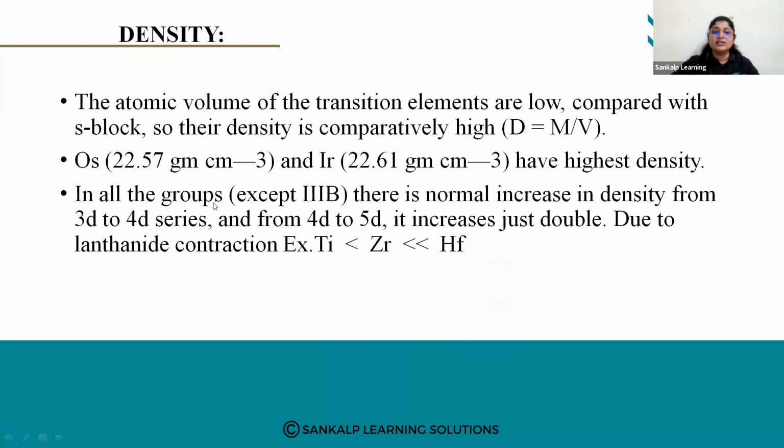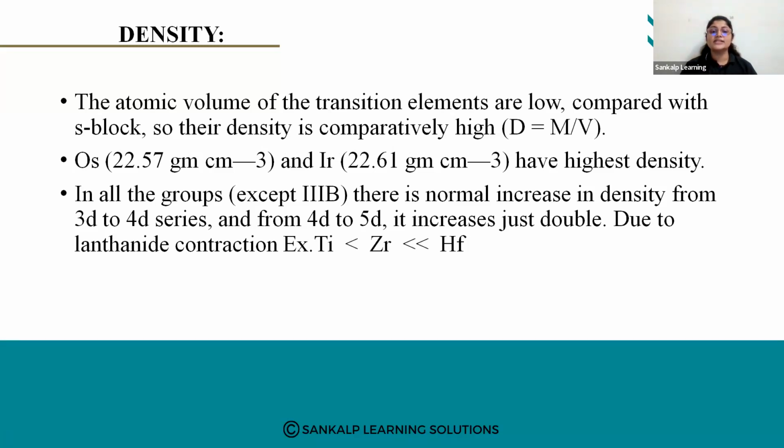Next is density. The atomic volume of the transition elements is low compared with the s block, so their density is comparatively high. Why? Because mass is higher, and if mass is higher, density will automatically be higher. Osmium has 22.57 gram and iridium has 22.61 gram, so they have the highest density.